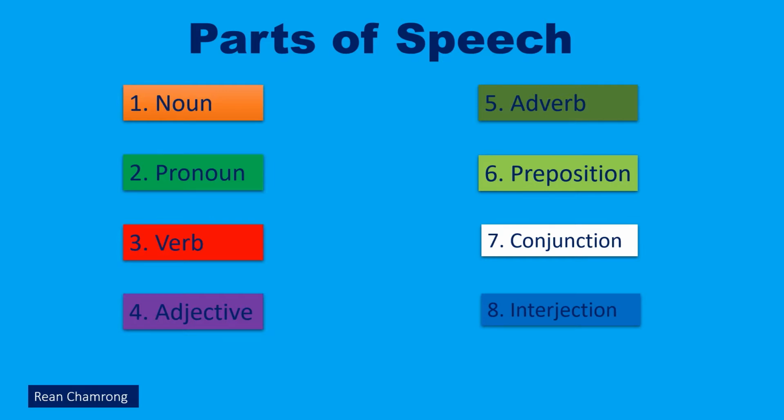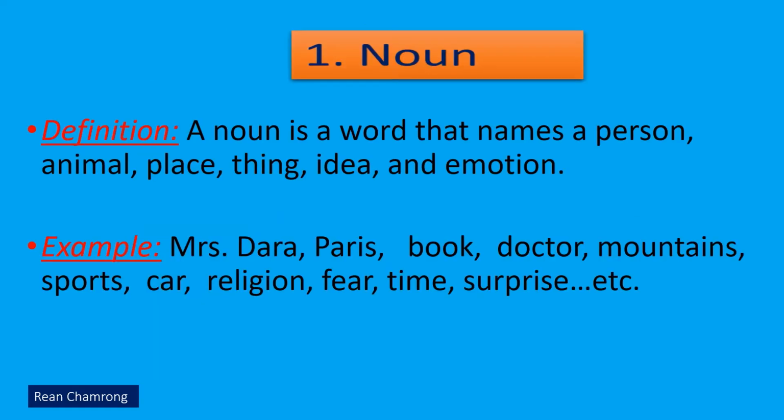So here we go. We start with the first part of speech, which is noun. The definition of a noun is: a noun is a word that names a person, animal, place, thing, idea, and emotion. Again, a noun is a word that names a person, animal, place, thing, idea, and emotion.